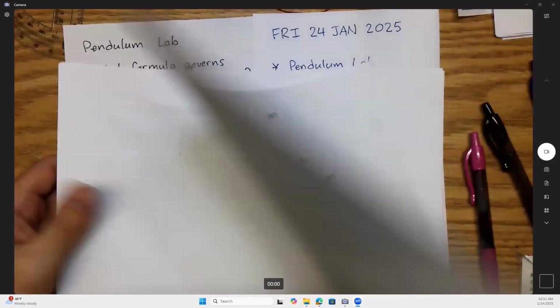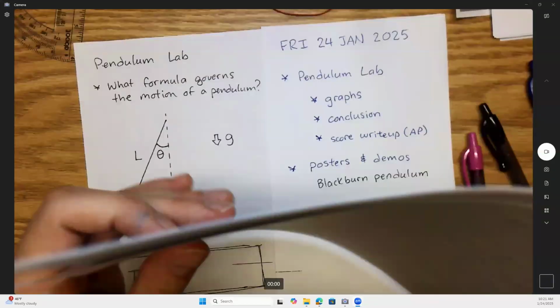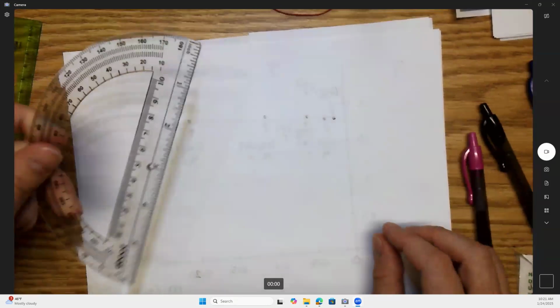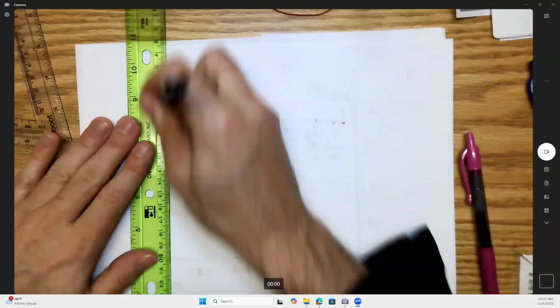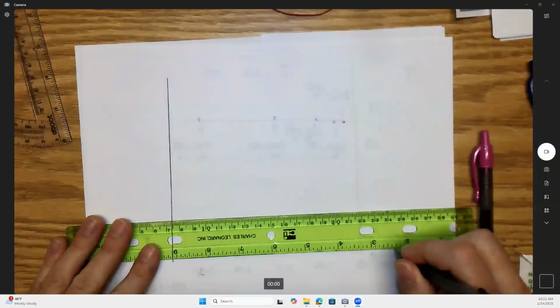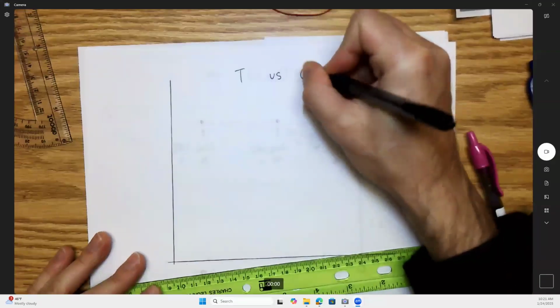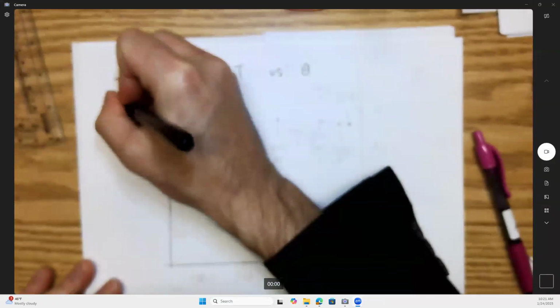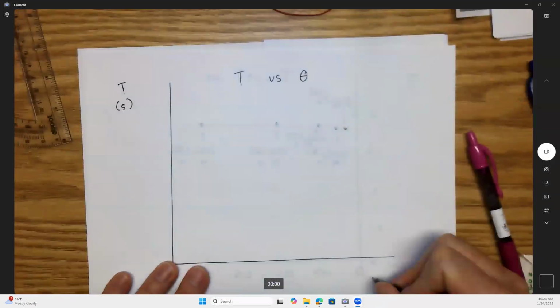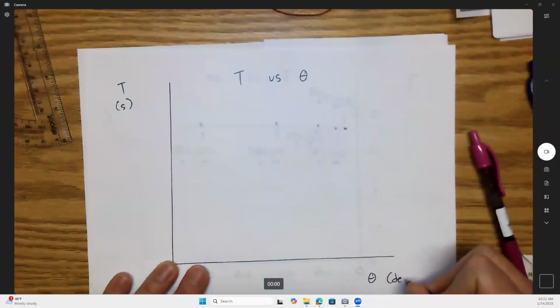Next one. Are you guys ready for angle? Let's go into angle. You guys were measuring with the protractor. What if I pull this at 5 degrees or 10 degrees from the vertical? I'm going to set some axes here. Let's do time period as a function of angle. Time period in seconds. You probably measured angle in degrees.